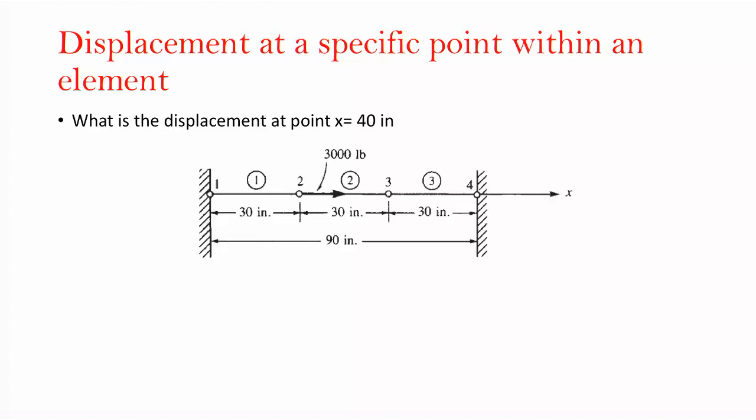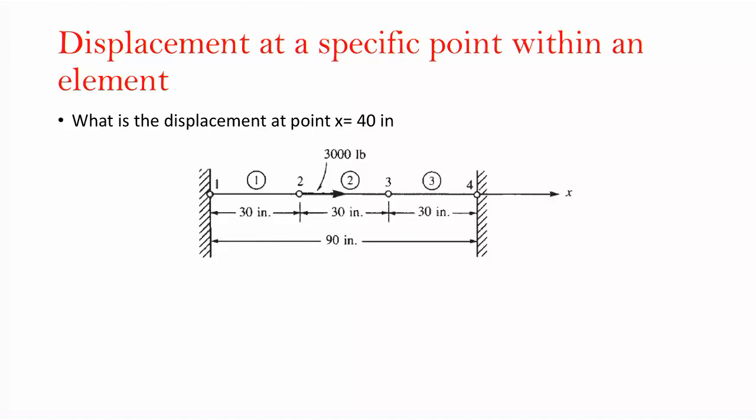So the next question about this example is a very quick question: what if someone asks us to calculate the displacement at a point which is not at a node number? For example, here, we want to calculate the displacement at x equals 40 inch, which is not at node number 2 or at node number 3. So it's between these two nodes in element number 2. So how can we calculate the displacement there?